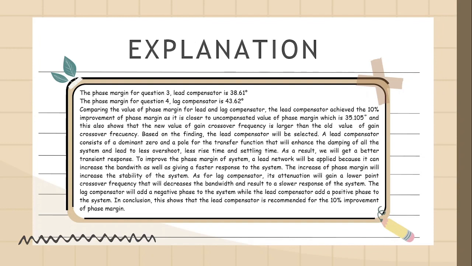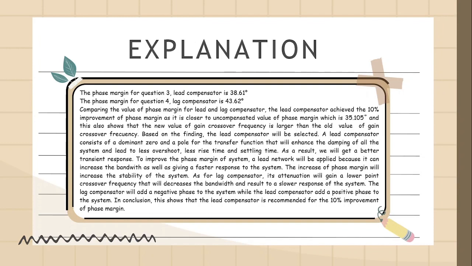Why was the lead capacitor selected? Because the lead capacitor consists of a dominant zero and a pole in the transfer function that will enhance the damping of the system and lead to less overshoot, shorter rise time, and settling time. As a result, we will get a better transient response. And to improve the phase margin of the system, a lead network will be applied because it can increase the bandwidth as well as give a faster response to the system. The increase of phase margin will increase the stability of the system.